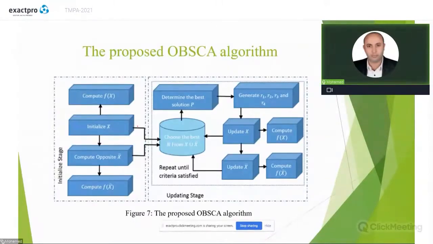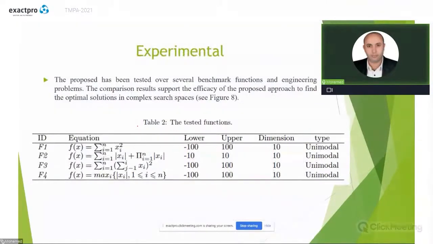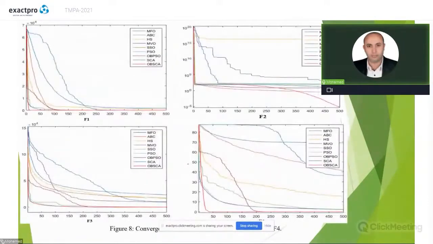According to this behavior, we developed an algorithm called the opposite sine cosine algorithm, and it has been applied to different global optimization functions. Here are some examples of these functions, with the dimension of each of them and the lower and upper boundary for each of them. These are the results obtained by using the opposite sine cosine algorithm.